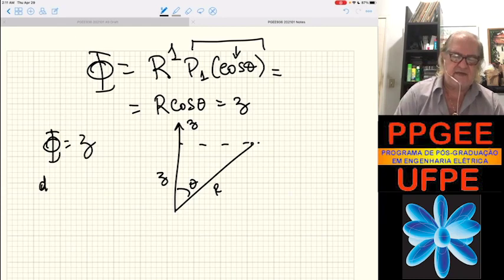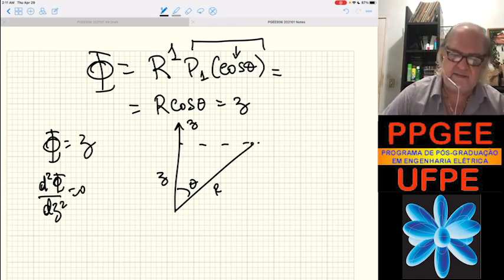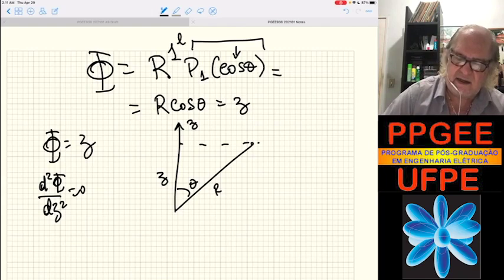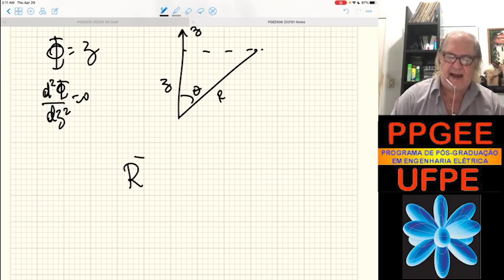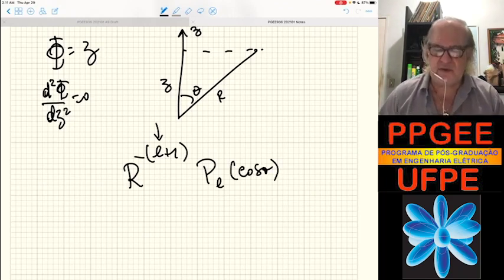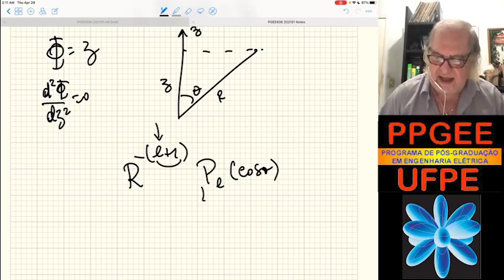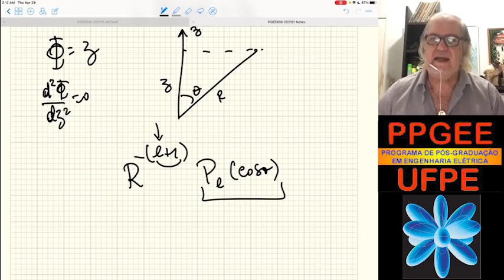Obviously, the second derivative equals 0, right? It satisfies the Laplace equation. So that's just an example. Every time we have an L here, we have to have a PL there. If we have r raised to minus L plus 1, we have to attach to it PL cosine theta. You don't have a solution that has r raised to L plus 1 without a change relative to the theta variable. It has to change in that prescribed way. Okay?